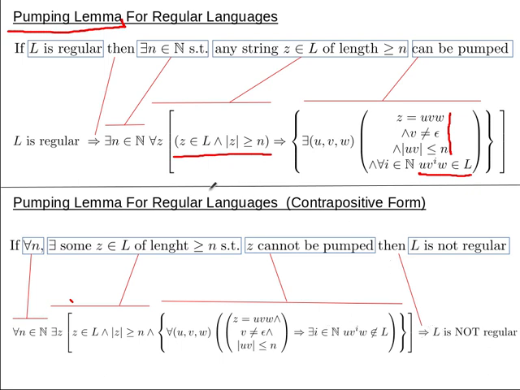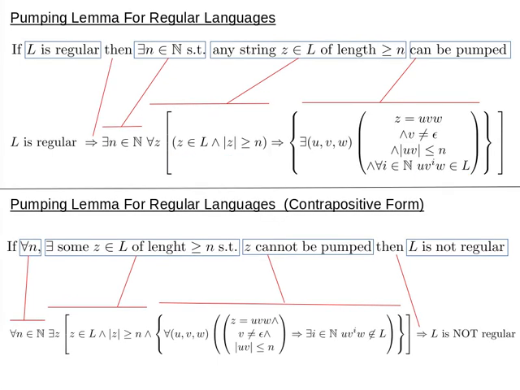And it's this contrapositive form that is the most useful to us, because we typically use this pumping lemma to show that some languages are not regular. Now let us go through some examples of non-regular languages, and we will show how to prove that they are indeed not regular using the pumping lemma.